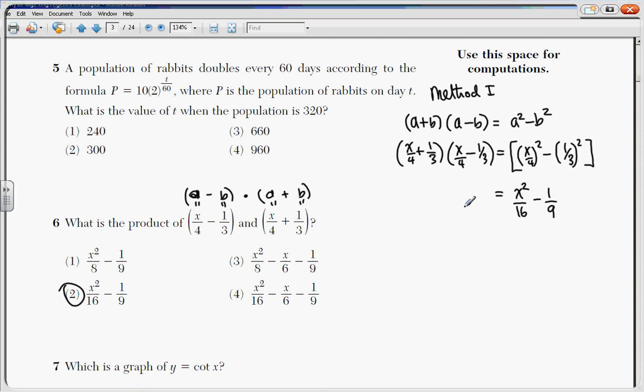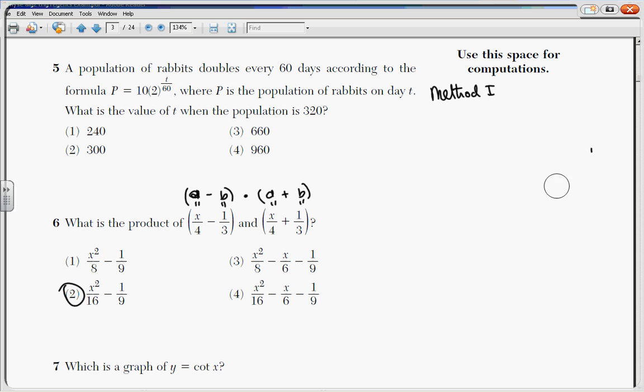So method 2, we're just going to act as though we don't know the formula, okay? And we're just going to work it out. We're just going to distribute. We're going to find the product, all right? So method 2, you just expand, all right? Some people call it FOIL, whatever you like to call it. So we're just going to straight up expand the whole thing. So we're going to do x over 4 plus 1/3 times x over 4 minus 1/3.